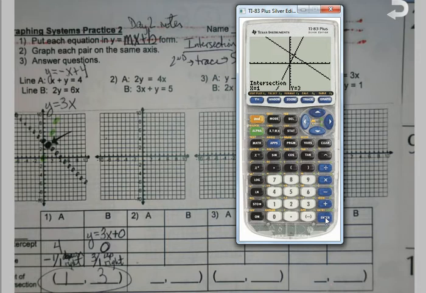And I hit enter one last time, and notice the intersection: x equals 1, y equals 3, just like when I did it on that one.